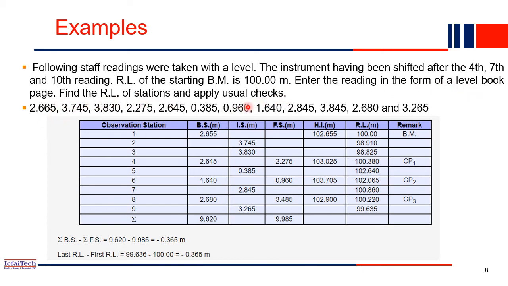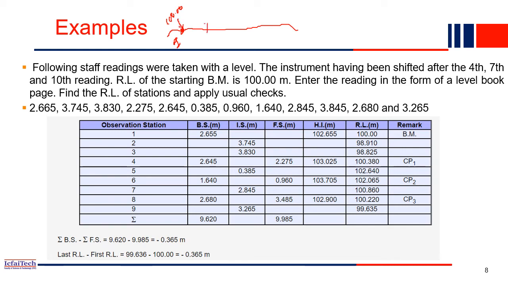So this is the staff reading given to us. What it says is the benchmark. So the first station is the benchmark station, which has an RL of 100 meter given to us, right? The first reading will always be the back side. So this is the back side, right? Let me draw it here. So this is the profile. This is our first point, that is 1, and here it is given the benchmark 100 meter, an elevation of 100 meter from mean sea level, this starting point.